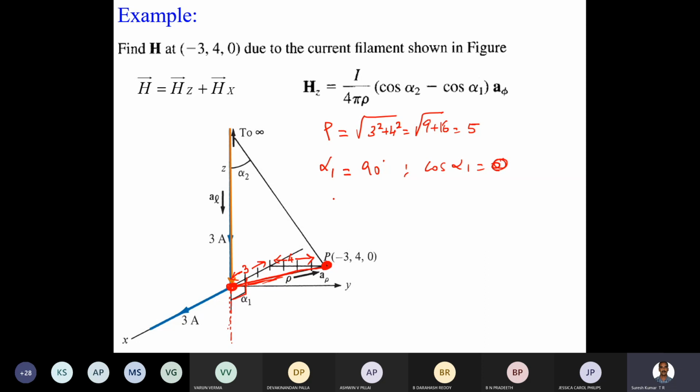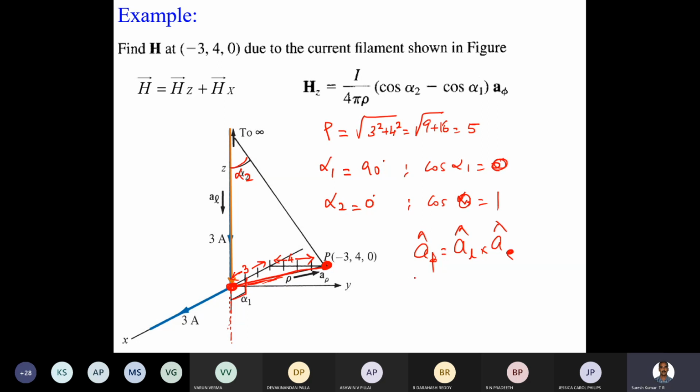Next, alpha 2. What is cos alpha 2? 0. Yeah, exactly, alpha 2 is 0 because it is at infinity, right? As the angle increases, the angle will be reduced and it will reach 0 degrees. So cos 0 will be 1. Now, what is a phi? This is what is critical in this question. dL cross a rho, the direction of current flow cross the unit vector.